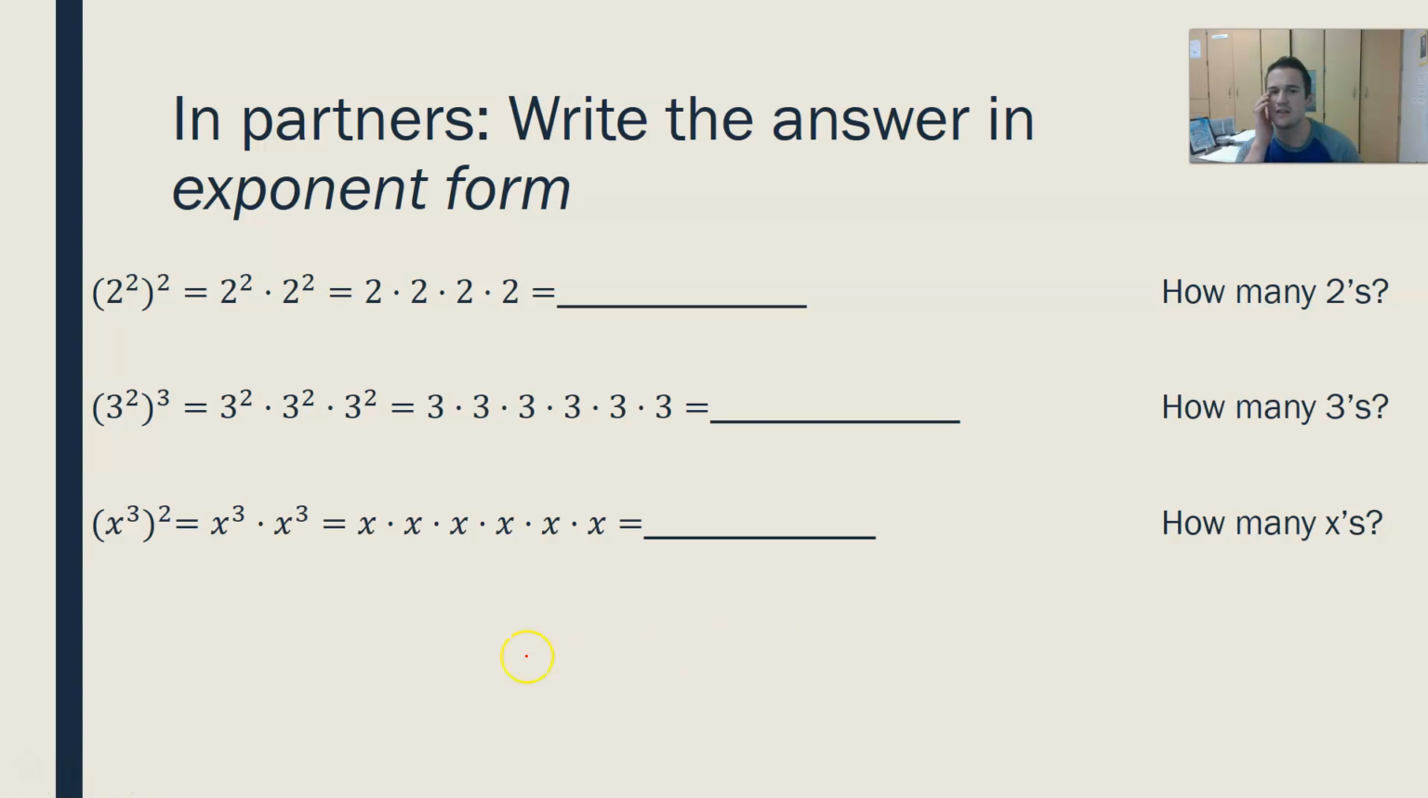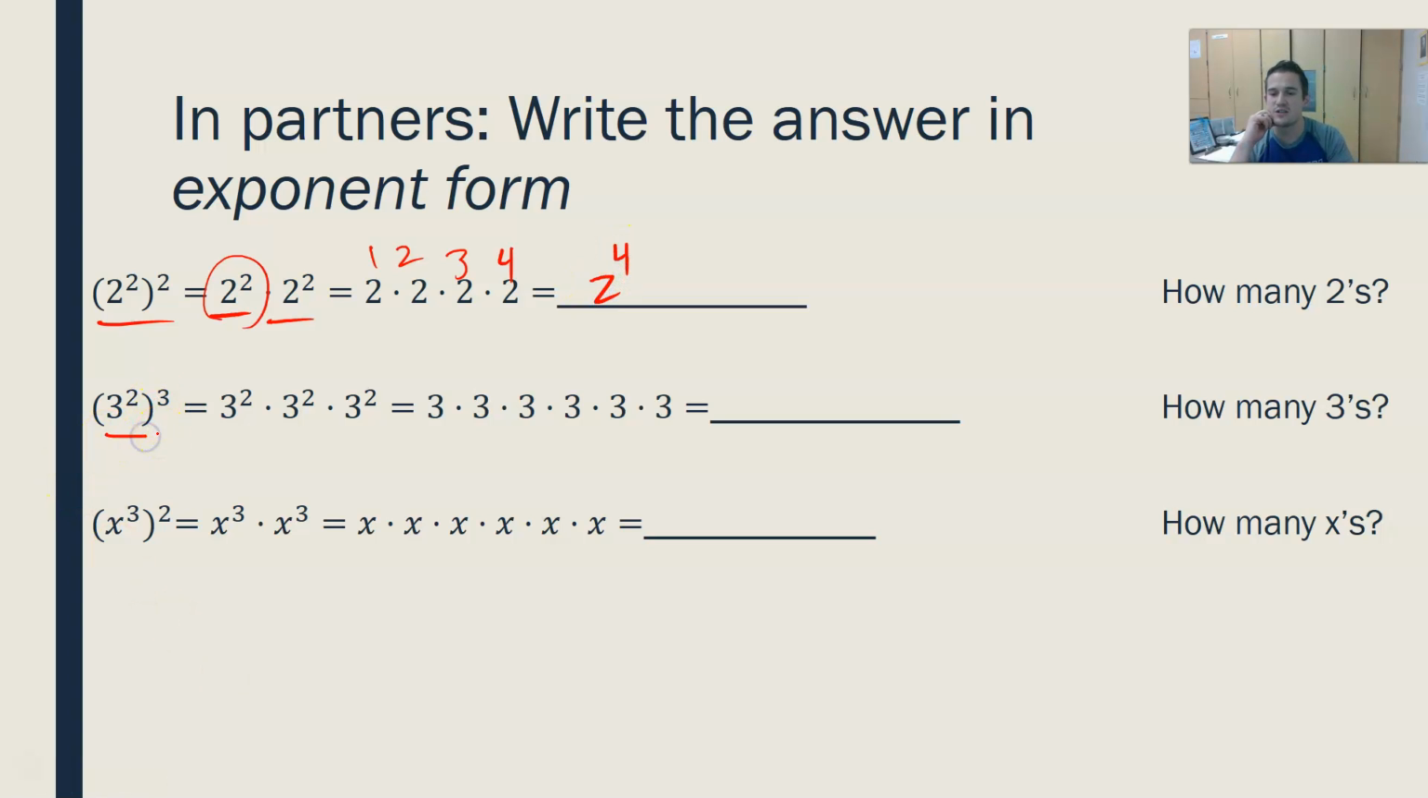So let's take a look at this. So I have 2 squared to the 2nd power, which is the same thing as writing 2 squared times 2 squared. Well, each of these 2 squareds is the same as writing 2 times 2 and 2 times 2. And 2 times 2 times 2 times 2, that's 1, 2, 3, 4 of them. So I could really rewrite that as 2 to the 4th.